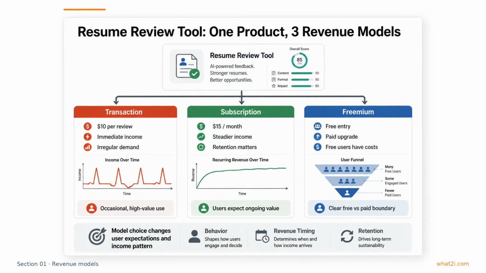Under a freemium model, basic review features could be free while advanced scoring or tailored advice sit behind a paywall, which broadens adoption but means conversion has to cover the cost of free users. Notice that the product itself has not changed very much, but user expectations do change. People paying once expect a quick result, while subscribers expect continuous value and improvement over time.